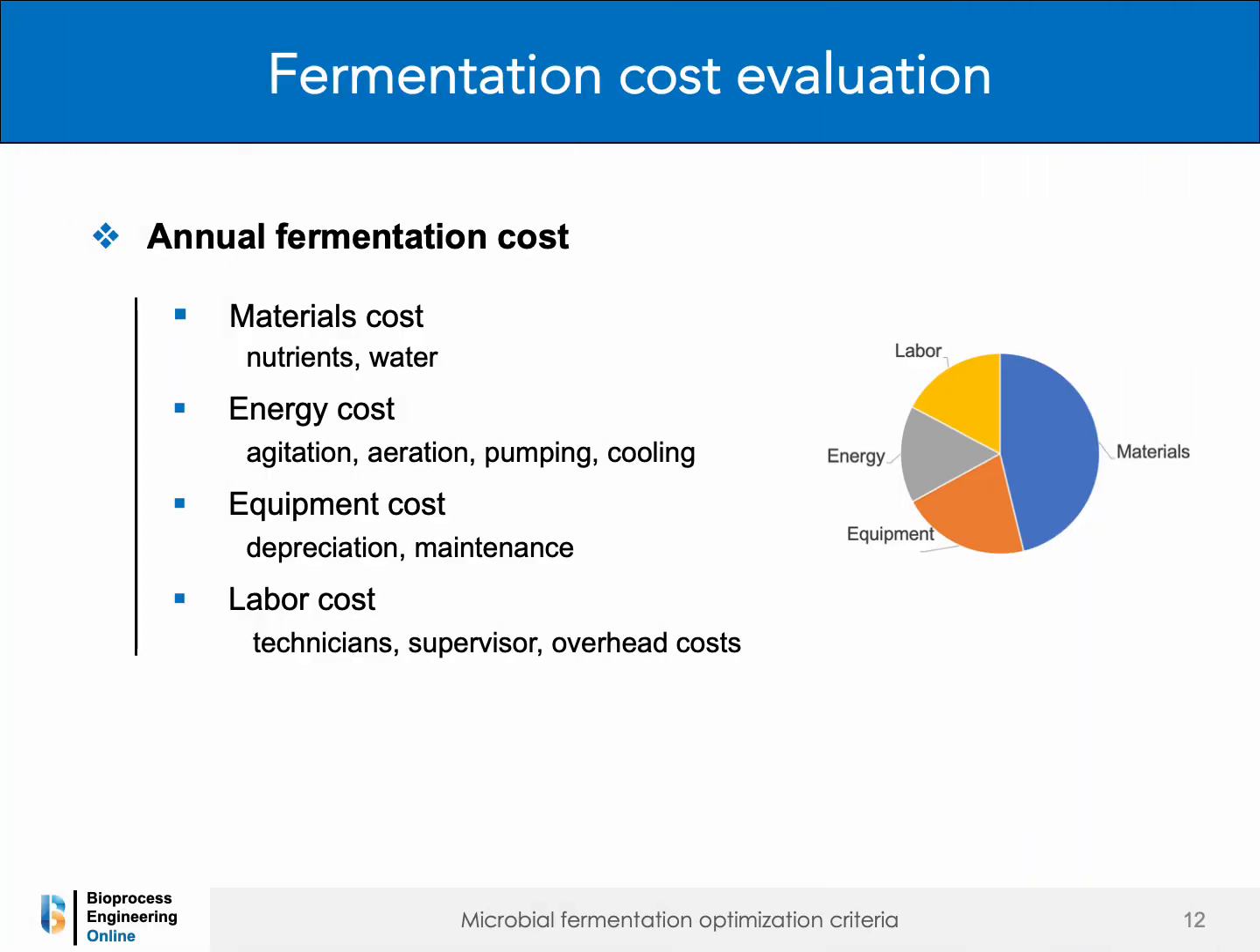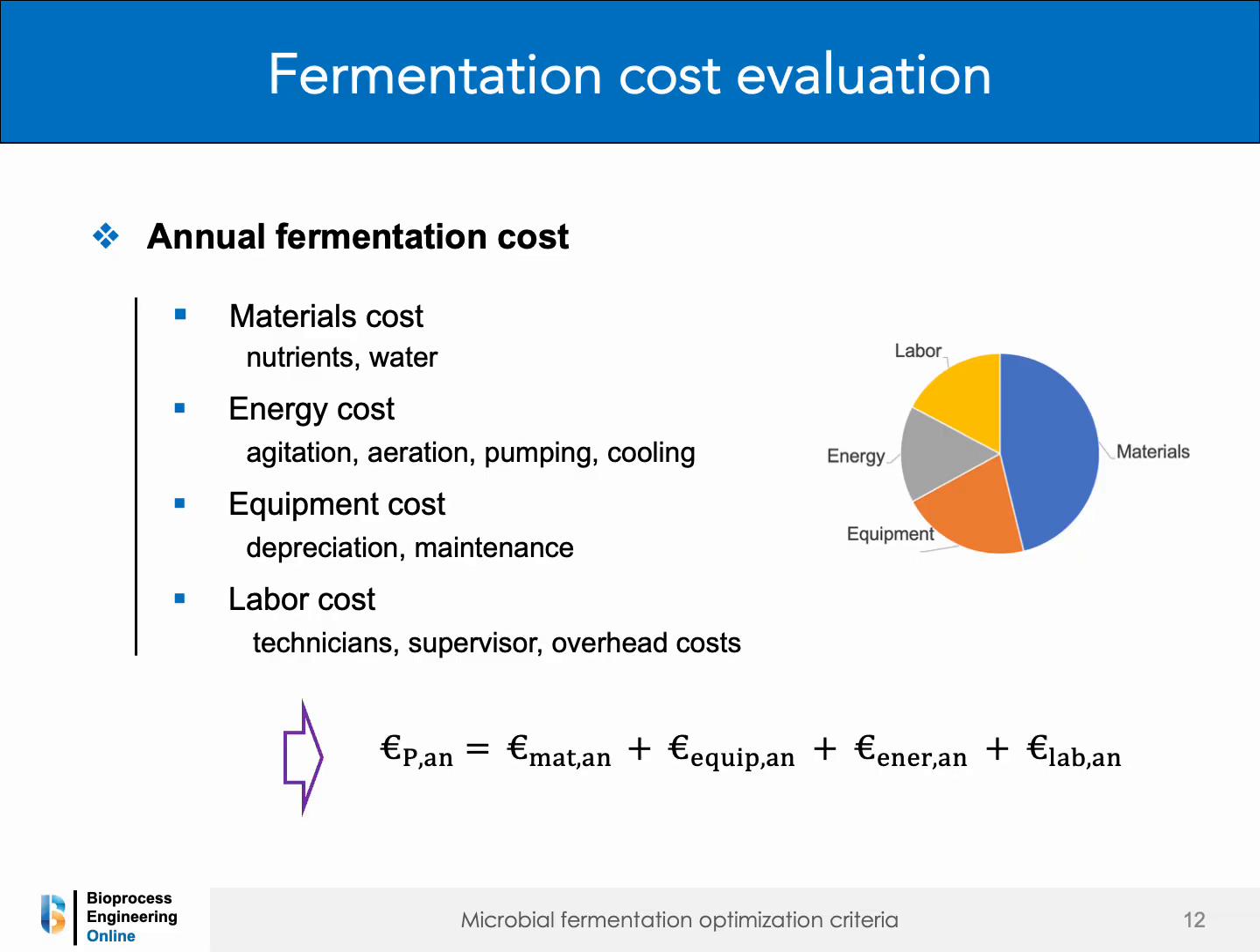The fermentation cost includes all expenses associated with materials, energy, equipment use, and labor. Material costs cover the nutrients supplied in the medium, primarily carbon and nitrogen sources, as well as water and any additional supplements. Energy costs arise from fermenter agitation, aeration, cooling, and fluid pumping. Equipment costs include capital depreciation, maintenance, and other expenses related to equipment utilization. Labor costs comprise the salaries of technicians and supervisors or engineers, along with general overhead costs borne by the company.